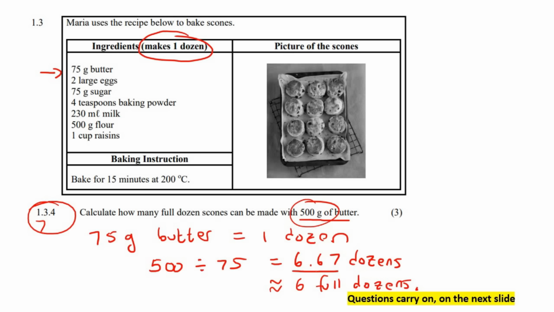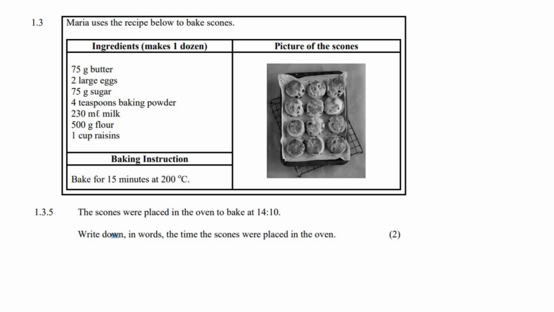This question says that the scones were placed in the oven to bake at 10 past 2. Write down in words the time the scones were placed in the oven. Oh, okay, so that's just going to be 10 past 2.